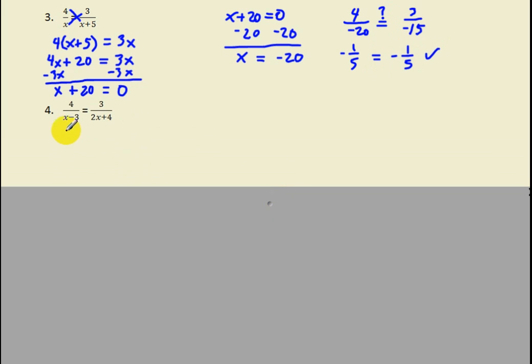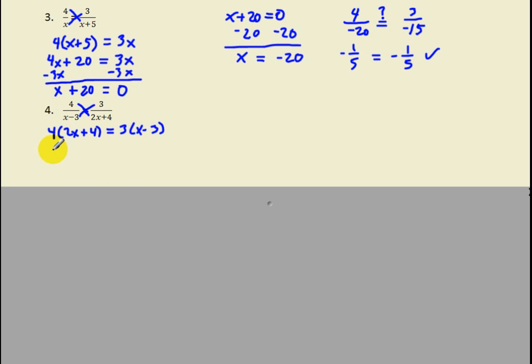Number 4, same idea, cross products here. Notice we have a binomial in each of these denominators. So we have 4 times 2x plus 4 is going to equal, and we can write x minus 3 times 3, or we can reverse the order and make it 3 times x minus 3. Either way, remember, multiplication is commutative. We can put these terms in either order.